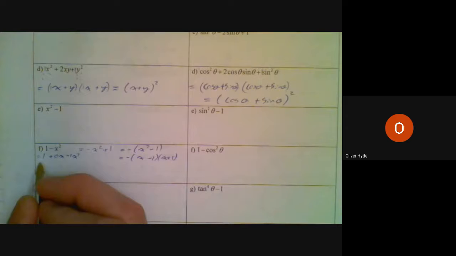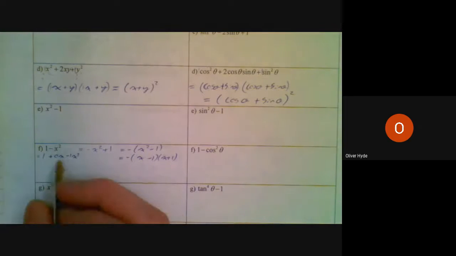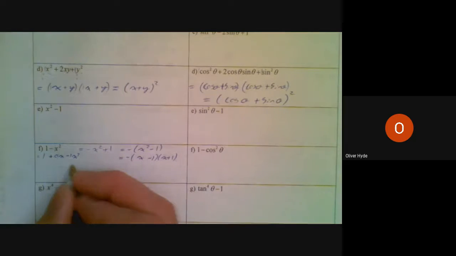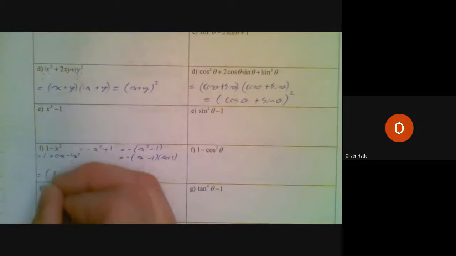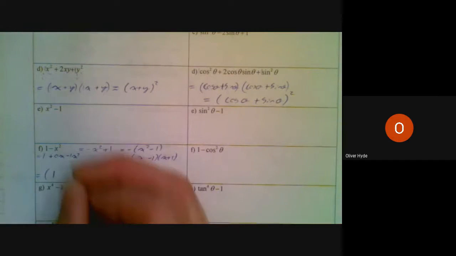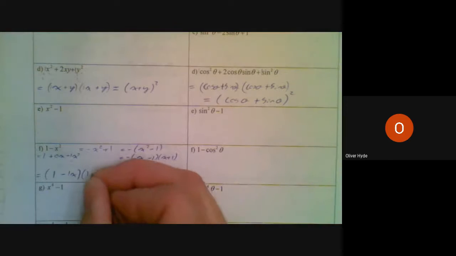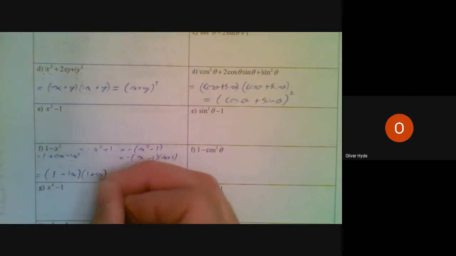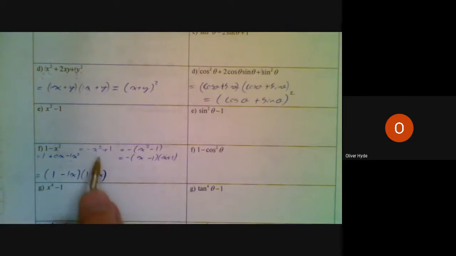Okay, if you want to visualize it as 1 plus 0x minus 1x squared, I can use my x method on this. Factors of 1 need to have a sum of 0, opposite signs. I put a 1 here and a 1 there. I put a negative 1x there and a positive 1x there, and I'm factored in one step, not 1, 2, 3 steps. Try that here.